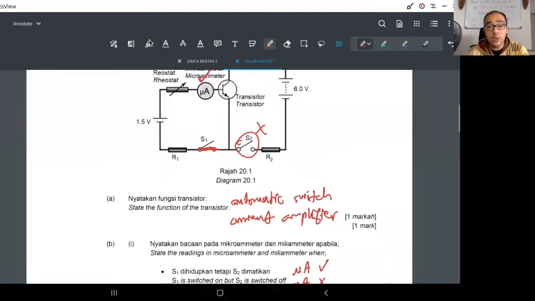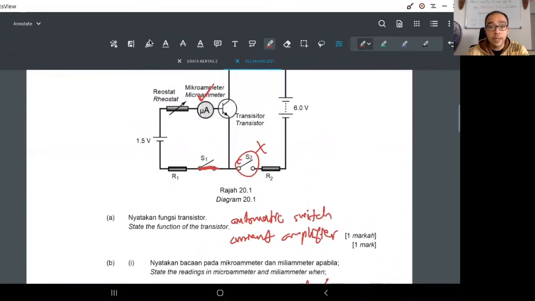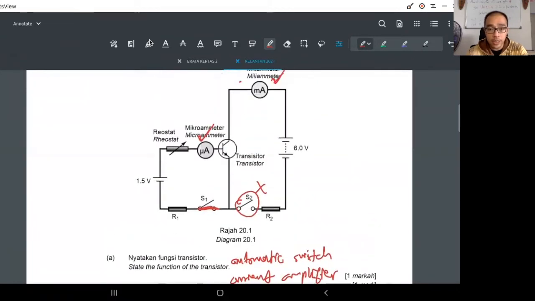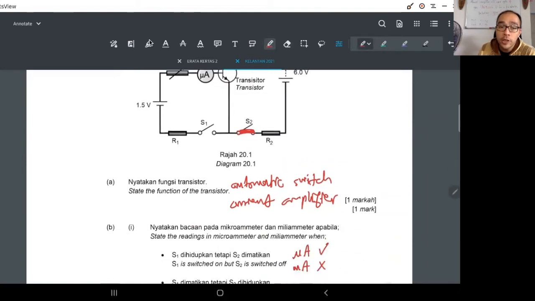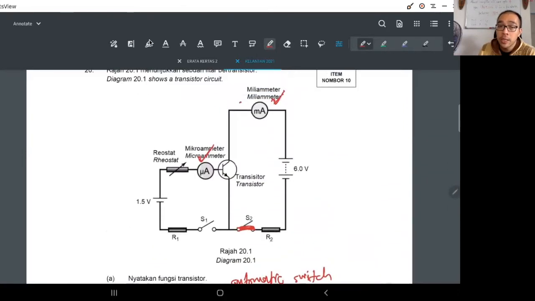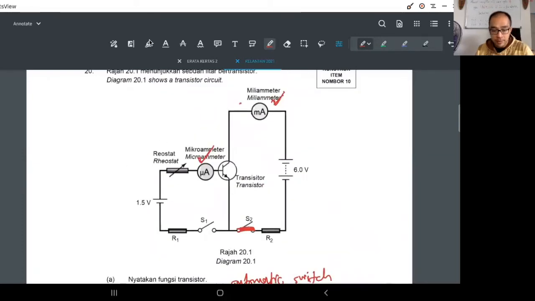Now S1 is switched off, but S2 is switched on. So you have S1 off and S2 on, like this. Now, if we follow the logic of before, it should be milliammeter got reading and microammeter got no reading, right? Because the circuit is supposedly complete, because the switch is on.